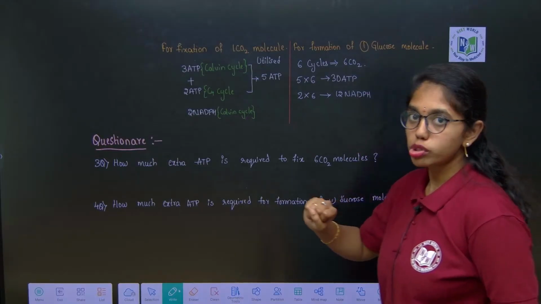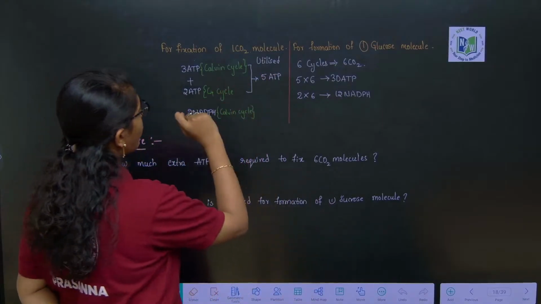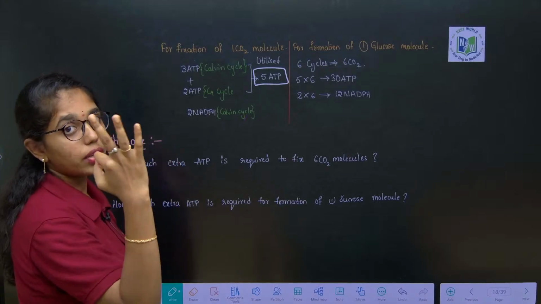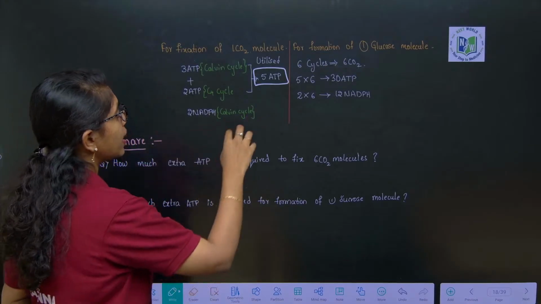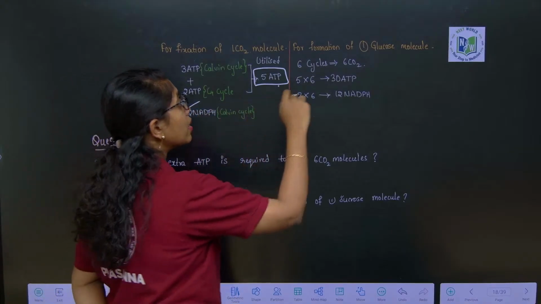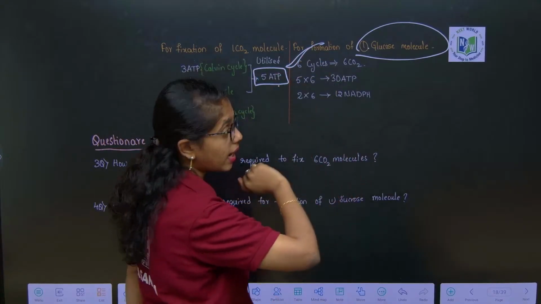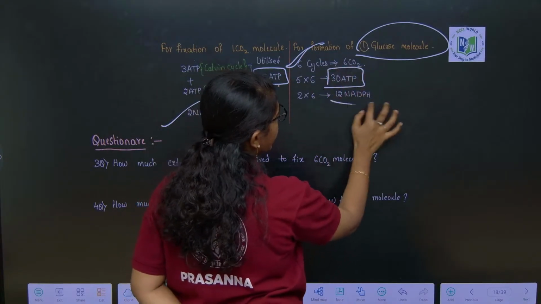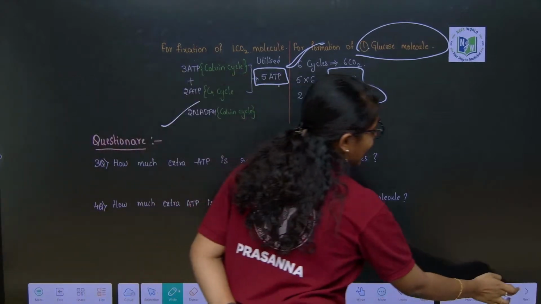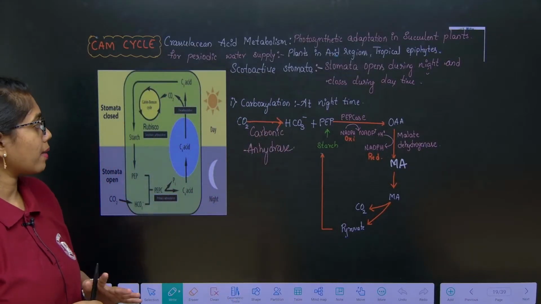So now if you see, for one carbon dioxide fixation in the C4 cycle, it requires 5 ATP, because 2 ATP for the C4 cycle and 3 in the C3 cycle. In total it is 5 ATP and 2 NADPH. For one glucose formation, 6 carbon dioxides or 6 cycles are required, which needs 30 ATP and 12 NADPH. So this energetics is very important with respect to C3, C4 and CAM cycles.